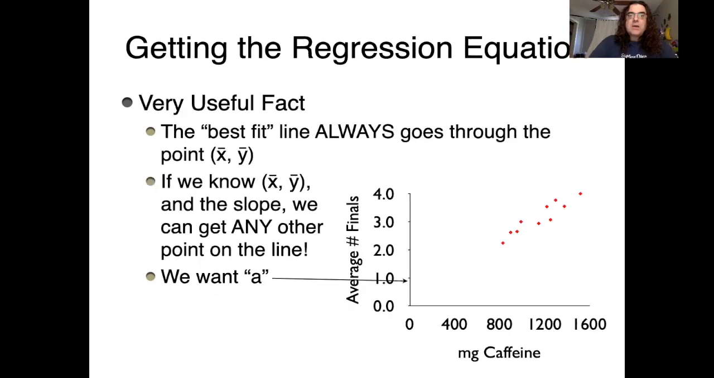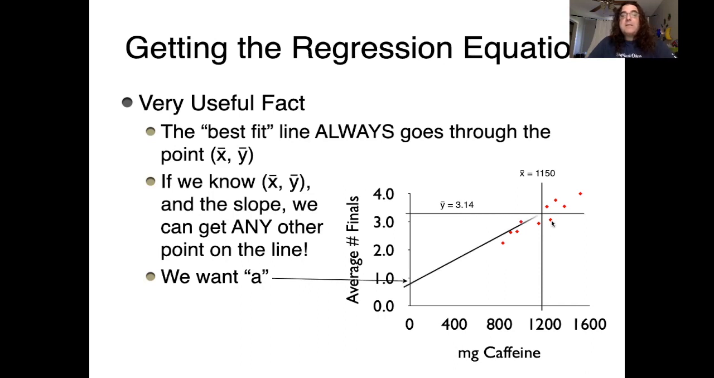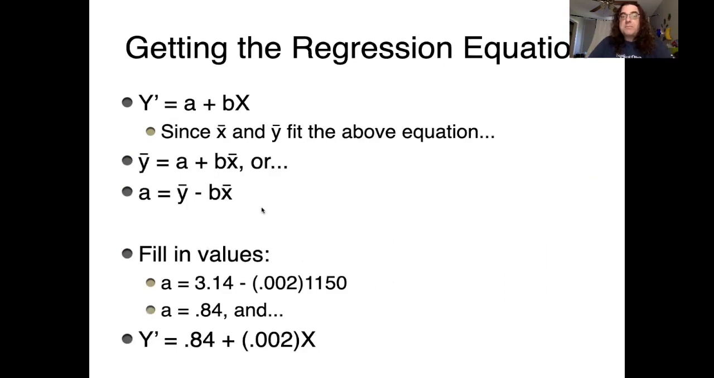When I was right here, I said, look, that's y bar right there. We're going to step back 1,150 units, subtracting 0.002 each time. That's exactly what this tells us to do right here. Take the average y value, subtract 0.002, the slope, multiplied by x bar, which is 1,150 units.